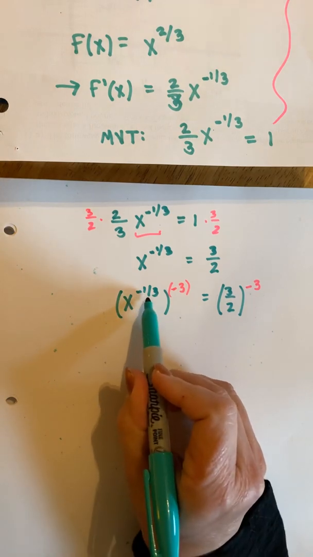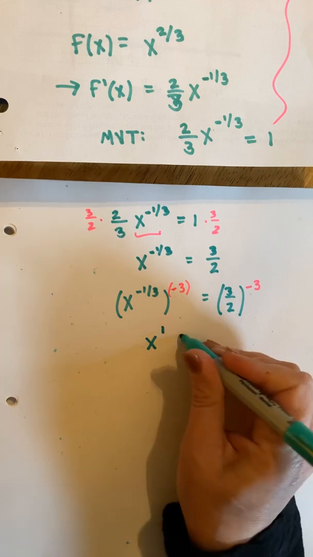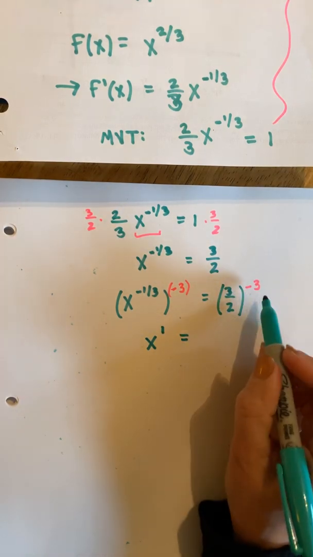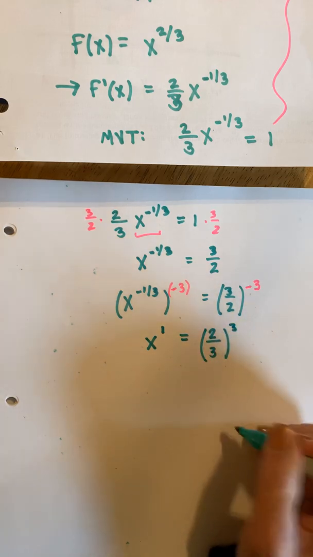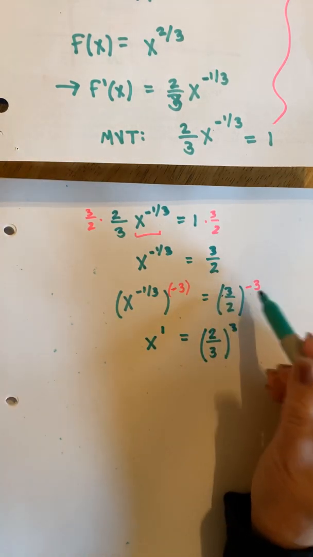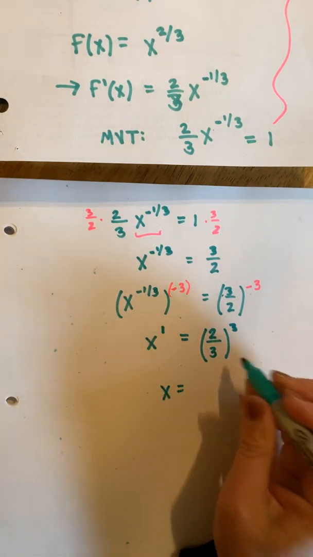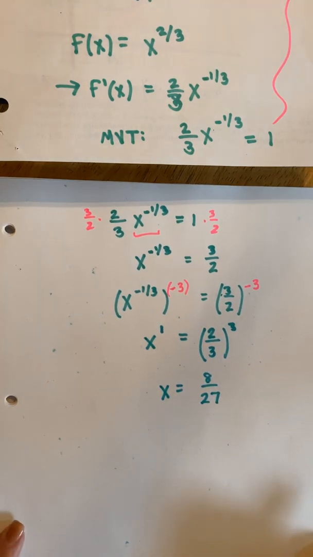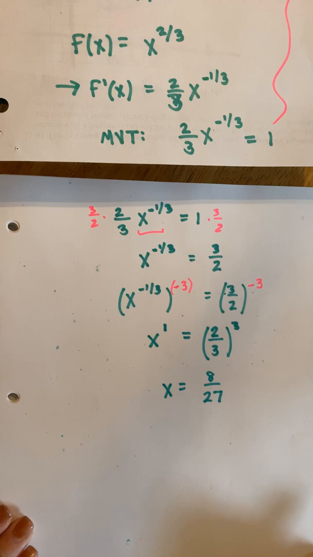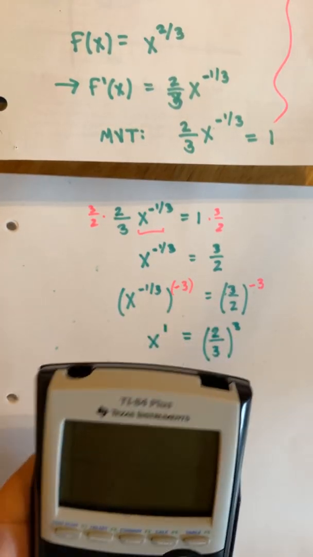So x to the negative 1/3 to the negative 3, powers to powers we multiply. That's just going to become x to the 1 is equal to, well, 3/2 to the negative 3 is just 2/3 cubed. If you have a fraction raised to a negative power, you can just flip the fraction and change the power to positive. So x is equal to 2 cubed over 3 cubed, or 8 over 27. So 8 over 27 is the value in the interval 0 to 1 where the derivative equals 1. Let's take a quick minute and look at this graphically.